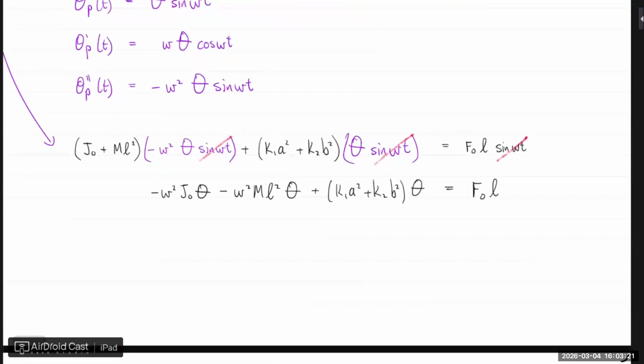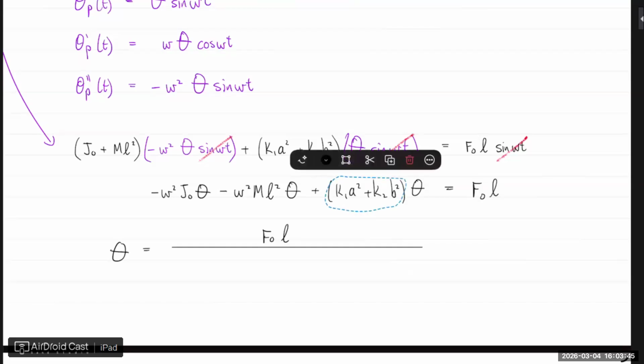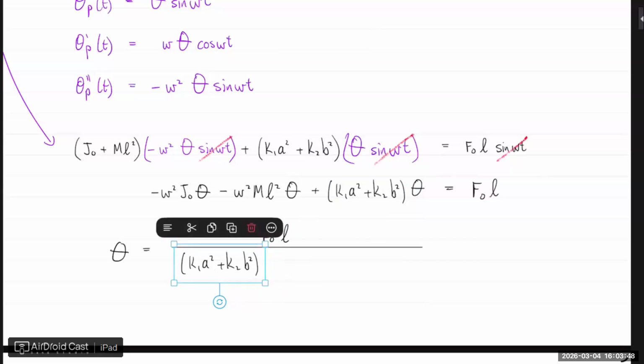So I don't have a lot of space left, but in the end, remember I just want that theta. I can factorize that theta and divide with everything. So I have FOL divided with that part minus those two others added together.